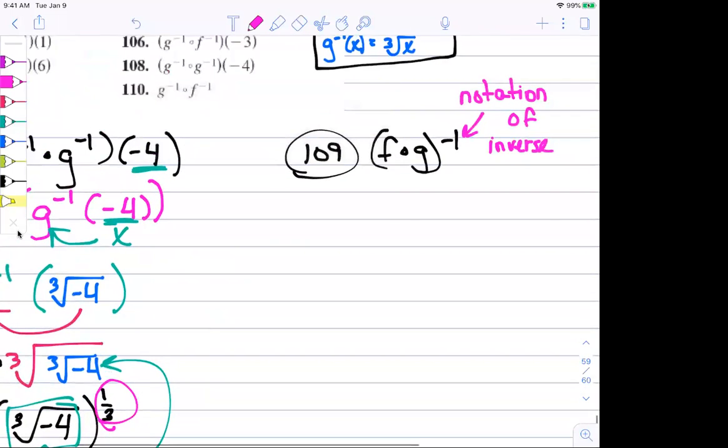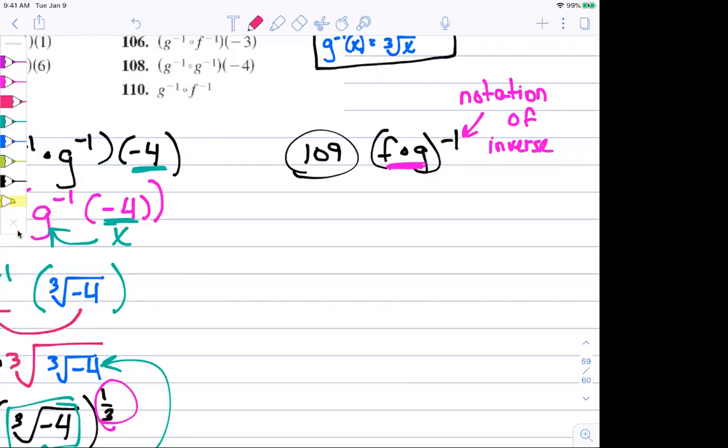But over here, that -1, even though it looks like an exponent, that's the notation of the inverse, because we have functions inside. I don't have numbers or variables, it's functions. So when you see the -1 on the outside, you can't think that that's like a -1 that I would distribute through the parentheses. That little -1 represents notation of an inverse function, because I have functions inside the parentheses.